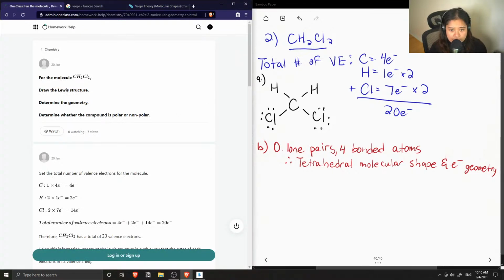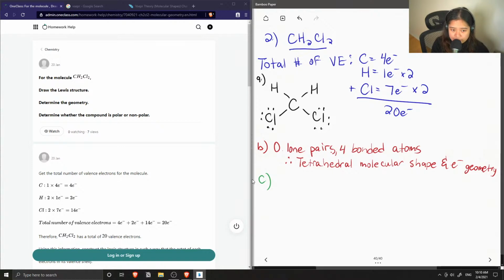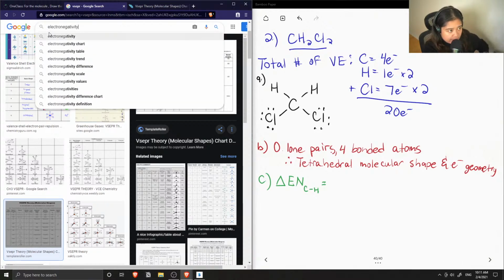Okay, so for the last part, we need to determine whether or not this compound is polar or nonpolar. To do this, we need to determine whether or not we have any polar bonds in this molecule. To determine the polarity of a bond, we need to look at the difference in electronegativity values of the atoms involved in the bonds. So for example, to determine the difference in electronegativity between carbon and hydrogen, we need to look up the electronegativity values for both carbon and hydrogen, and then find the difference between the two.